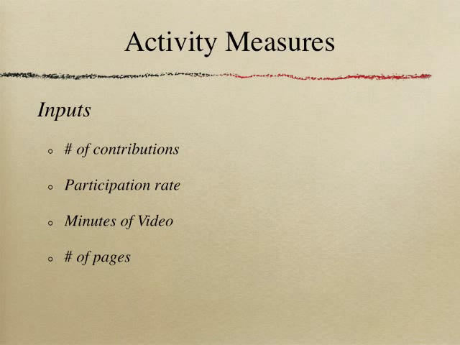So activity measures, what are we measuring? We're measuring some sort of activity that occurs. The number of contributions that were made to the knowledge management system. The number of people or the percentage or something that participated in the knowledge management system. The number of people who attended the meetings, 50% of the project team attended the meeting and contributed, or something like that.